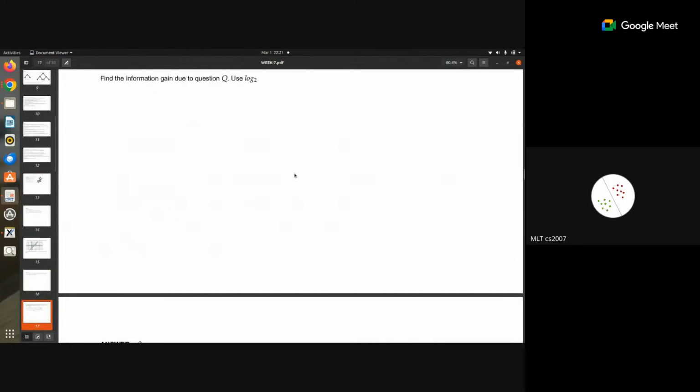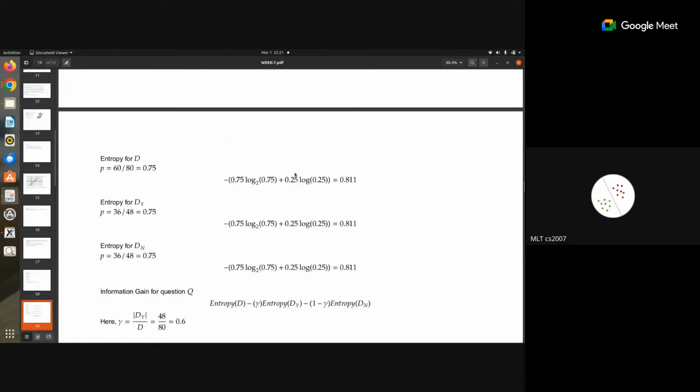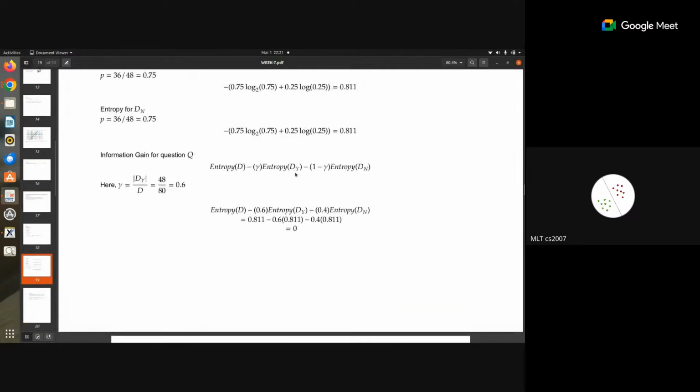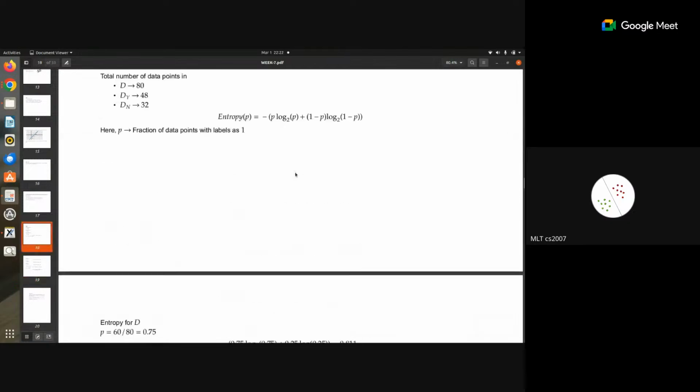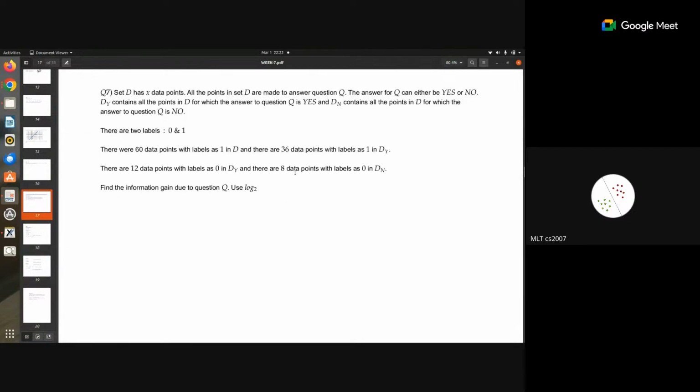How many questions are we left with? This one is to find out the entropies. Do you want to solve this question, and then we'll stop? All of you do it for 10 minutes, and then we'll stop. Set D has X data points. All the data points in D are made to answer question Q. The answer to Q can either be yes or no.